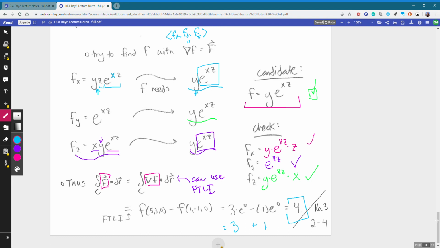All right, and that's how it can look to take a line integral and take our general vector field and try and find the function little f whose gradient is our vector field so that we can use the fundamental theorem to compute our line integral.